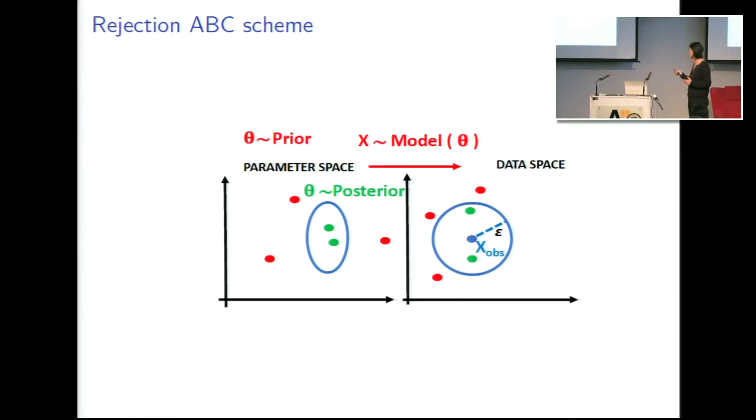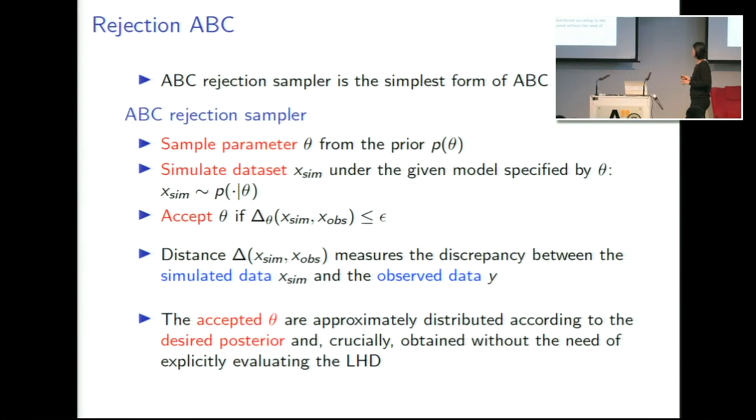In computers, we cannot take epsilon equal to 0, especially if the data is continuous, because then we will never have a perfect match of the simulated data with the observed data. So this is why we call this approximate Bayesian computation. And the approximation comes from the fact that epsilon is not 0. But if epsilon was 0, and if we have our data in a discrete setting, then this would be exact Bayesian inference. So this is what is known as the rejection ABC, or vanilla ABC. It's the simplest form of approximate Bayesian computation.